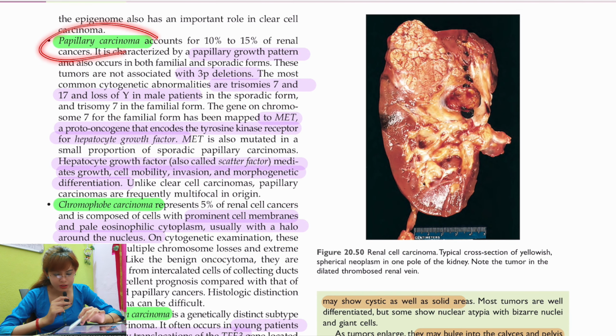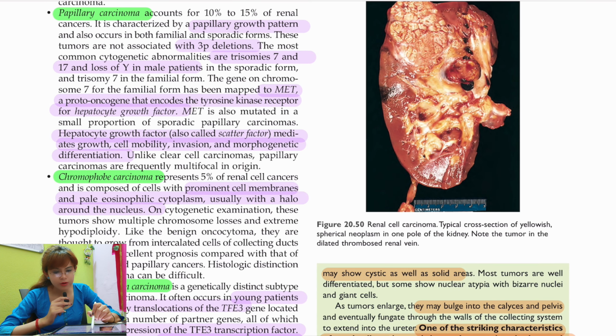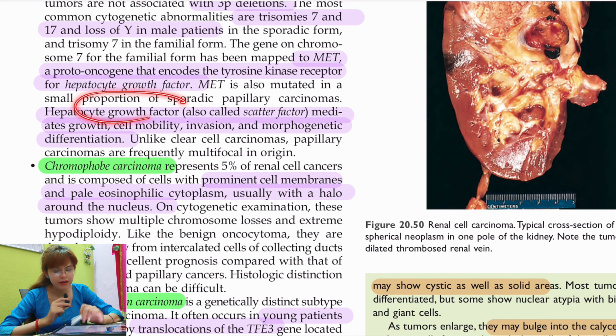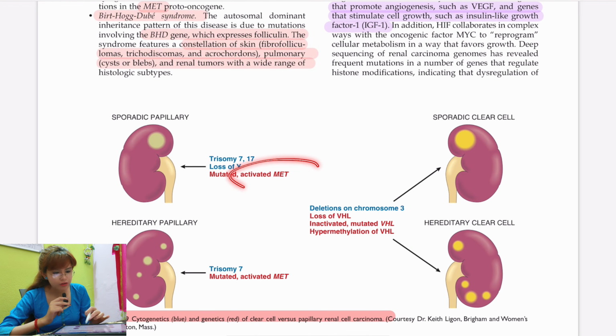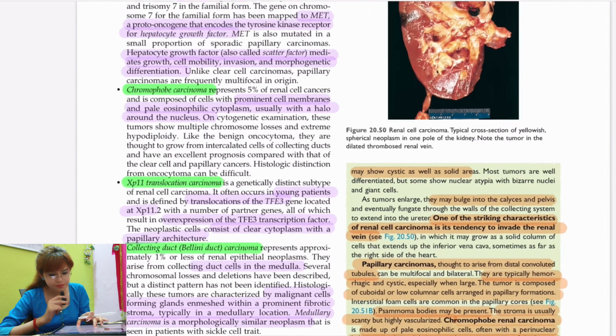Now coming to papillary carcinoma, we have already discussed the cytogenetics. And what about this MET that we have just learned? This MET is a proto-oncogene that encodes the tyrosine kinase receptor for the hepatocyte growth factor. This hepatocyte growth factor is called a scatter factor, which mediates the growth, motility, invasion of these cells. So basically, MET is an oncogene, and that is why when it is activated over here, it leads to cancer.